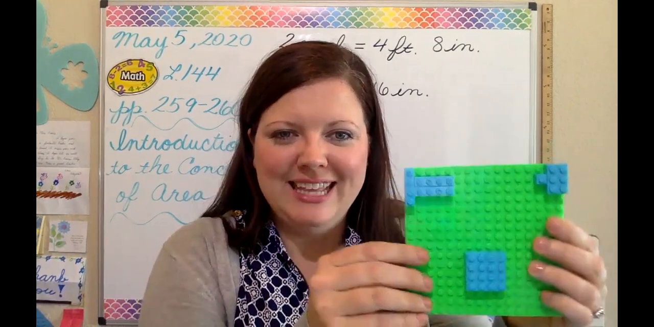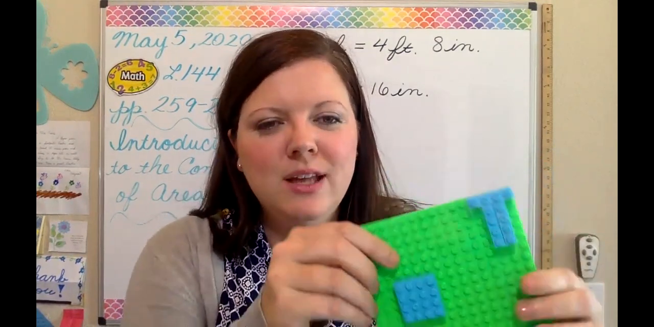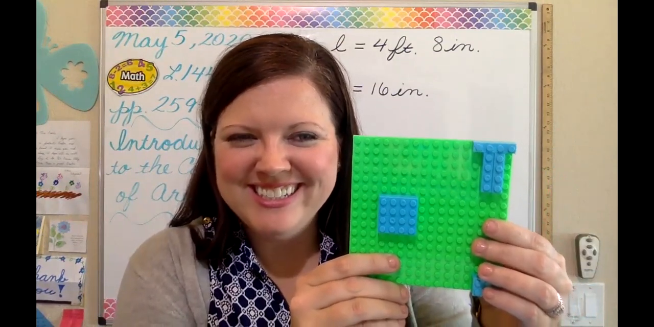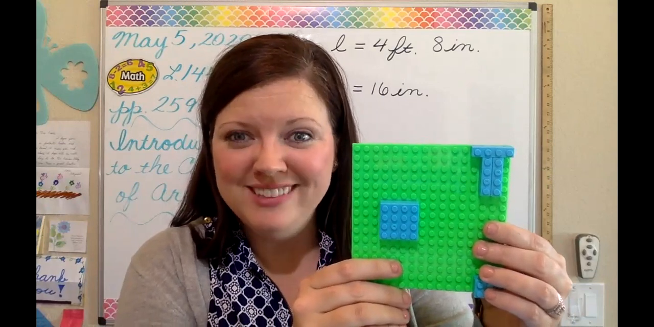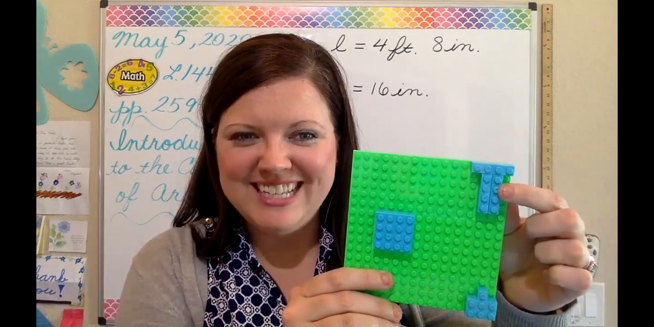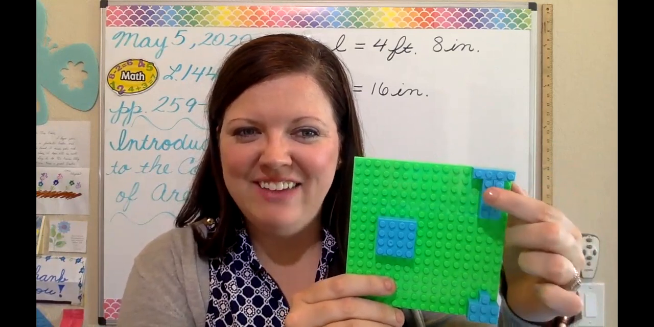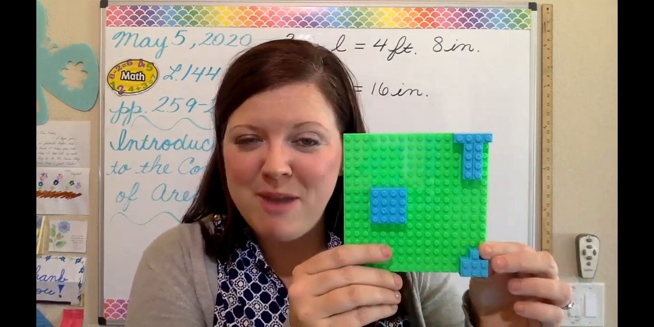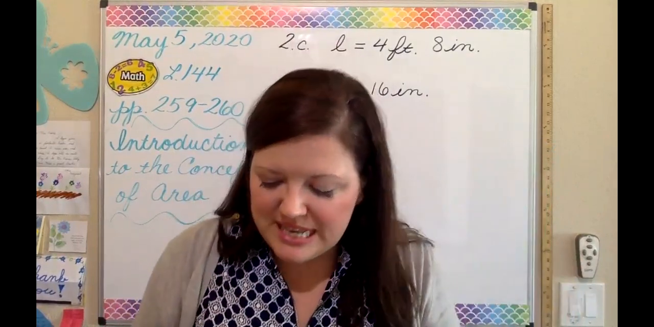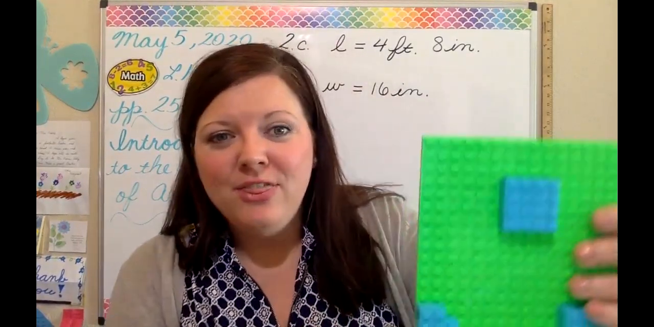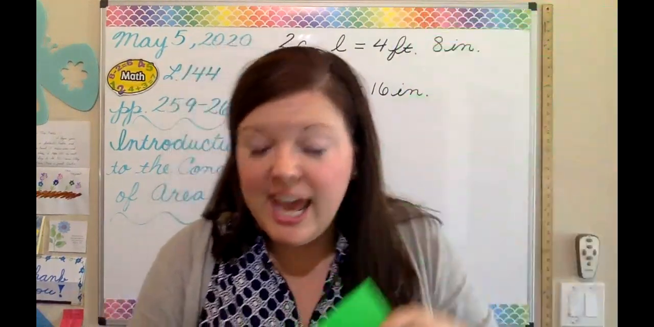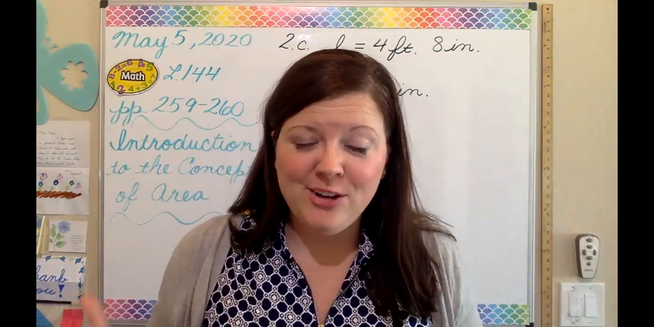How about this one? Ooh, might have to turn it this way. Can you figure out the area of this one? 12. Let's see how we got 12. 1, 2, 3, 4, 5, 6, 7, 8, 9, 10, 11, 12 units of measure. All we're doing is counting all the little dots up, and that's it. Now, for Lego, they're using little bitty dots. You're used to seeing all those little dots, right? In area, though, they're going to be using square units.